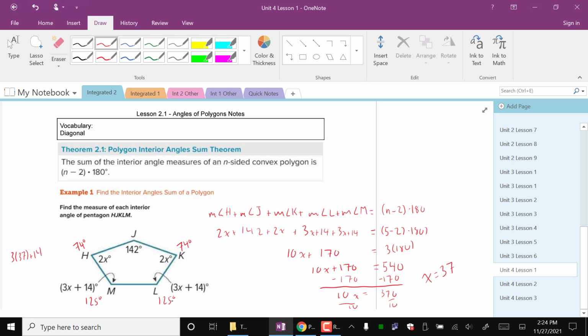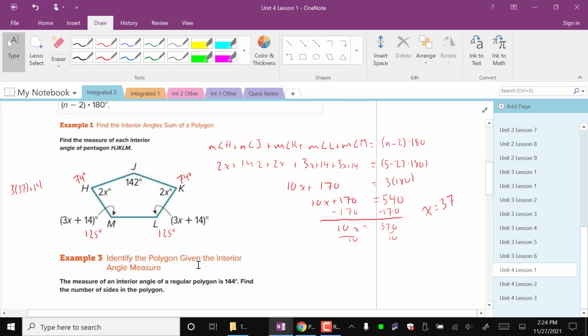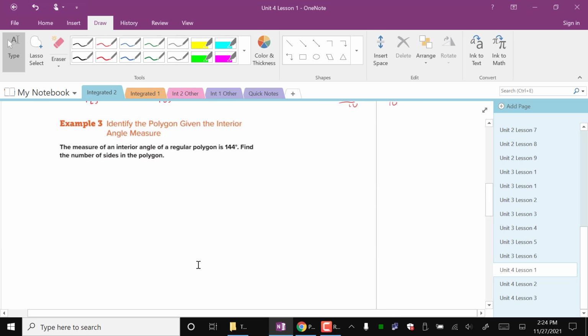Let's take a look at the next example. We're going to look at example 3 next. We're going to skip example 2. We want to identify the polygon given the internal angle measure. So we're going to start off with what we have. We have that it's 144 degrees, and then we don't know how many sides, so it's going to be (n - 2) times 180 over n.